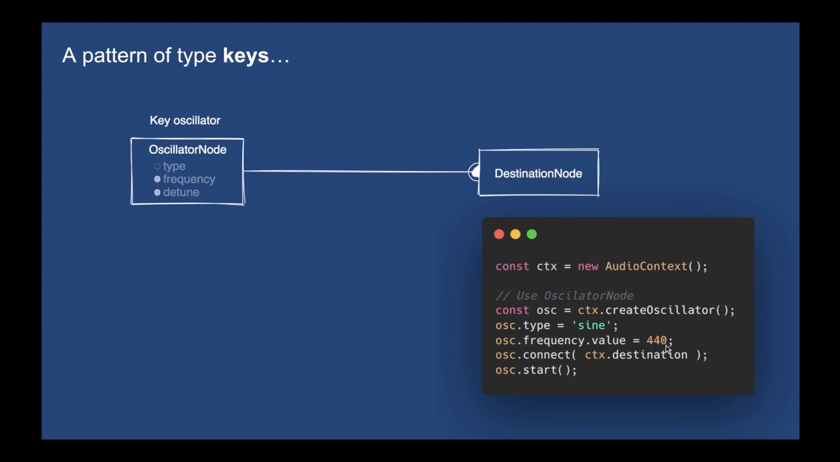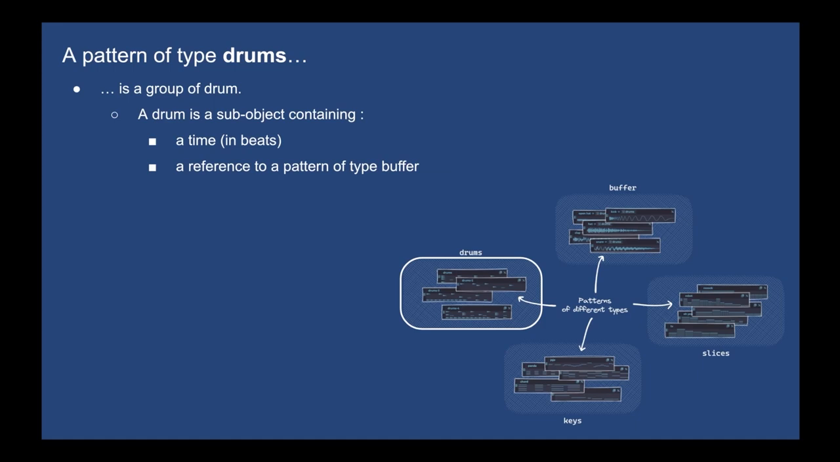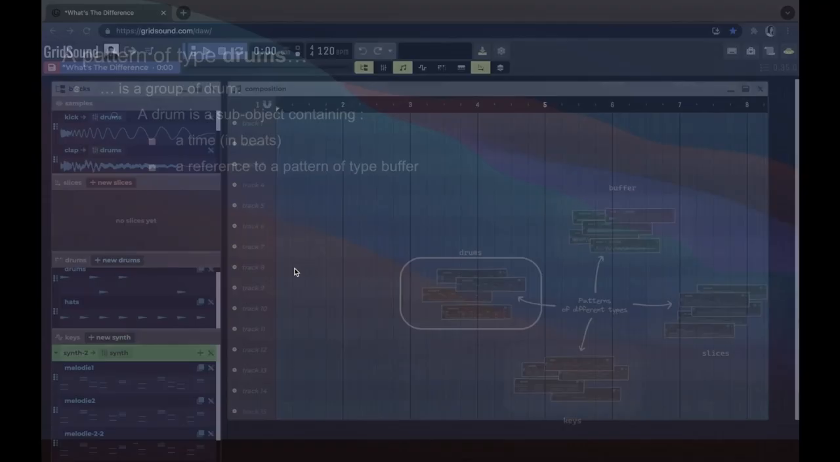The shape of the waveform can be a preset shape like sine or triangle, or a custom one given by a formula. A key contains an oscillator node and other information like its note, its start time, or its duration. Now the last patterns are the drums. They are created with the drum tool, and it's a group of scheduled buffers pattern. Let's play with the patterns in Gridsound.